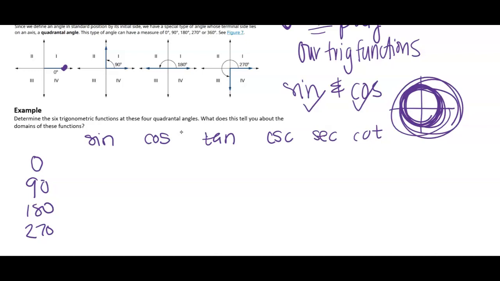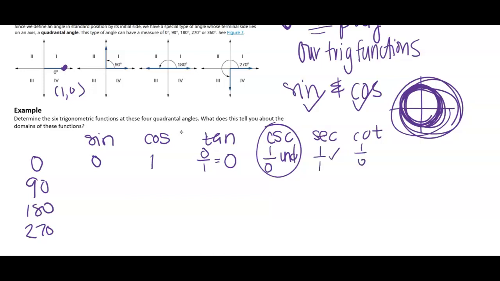All right, at this angle right here, which are called quadrantal angles, this is the point on the unit circle 1, 0. So remember, we do sine, cosine. Tangent is sine over cosine, so we're good here. However, cosecant is the reciprocal of sine, so we have undefined for cosecant here. Secant is the reciprocal of cosine, so we're good. And then again, look at cotangent, reciprocal of tangent, undefined. So we can't take the cosecant of 0 degrees. We can't take the cotangent of 0 degrees.